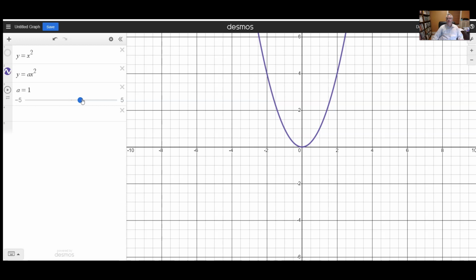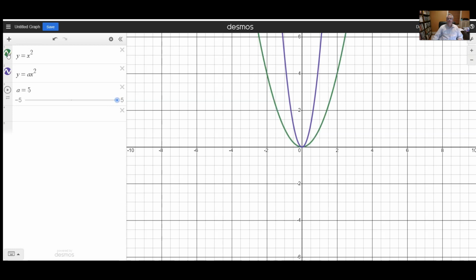But Desmos allows me to put in a slider, and we can change the value of a and see what happens to the graph. So when we multiply by a number greater than 1, we see that the graph is getting skinnier. What it's doing is it's stretching up. It's also kind of shrinking in, but we want to focus on what's happening vertically. So it's stretching up and getting skinnier.